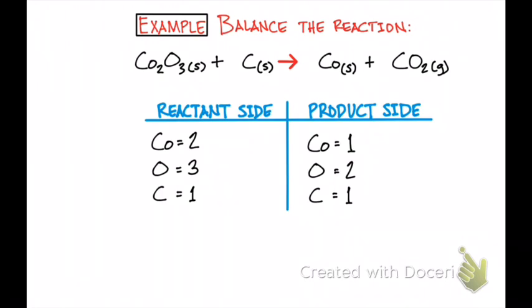So here you can see that cobalt on the product side is 1 less than the number of cobalt on the reactant side. So what we can do here is balance the number of cobalt atoms. So by simply adding a coefficient of 2 here in front of cobalt would balance out the number of cobalt atoms.